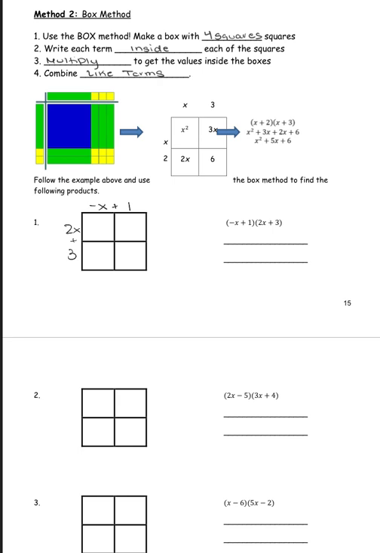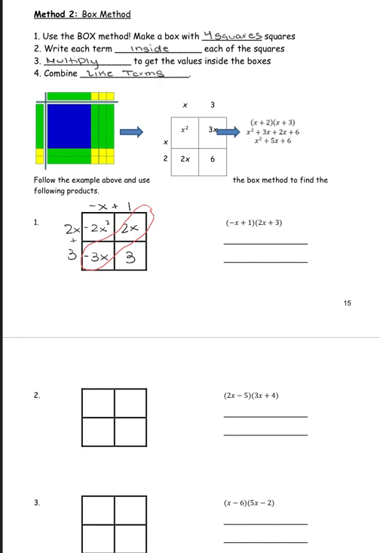All right, so for this first box, I'm going to multiply my 2x and my negative x to give me negative 2x squared. Then I'm going to multiply 2x times 1 to give me 2x. Then I'm going to multiply 3 times negative x to give me negative 3x. And then 3 times 1 to give me 3. All right, so each time you do the box method, your diagonal is going to have your like terms. So you can see that I have negative 3x and 2x. Those are my like terms.